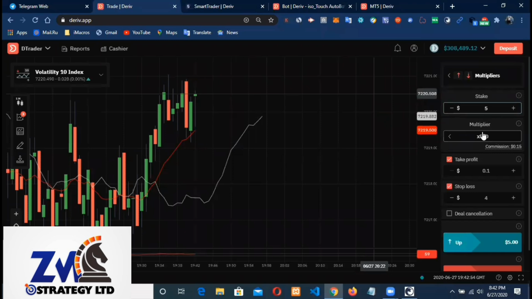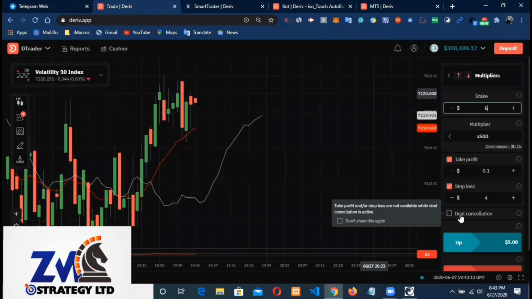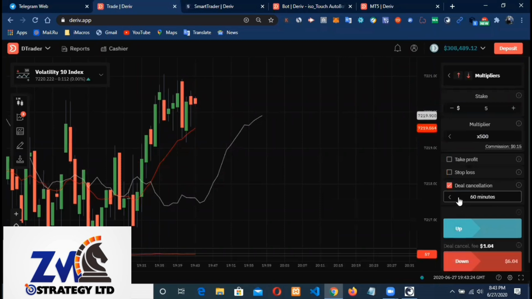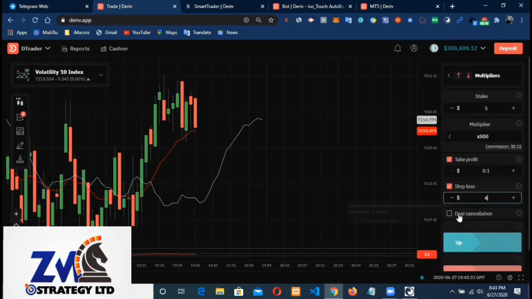Now you can see that here we have a multiplier, and our commission here is 0.15. Now we have a take profit and we also have a stop loss. And here you can see that if you are marking this deal cancellation, they state that take profit and stop loss will not be available.